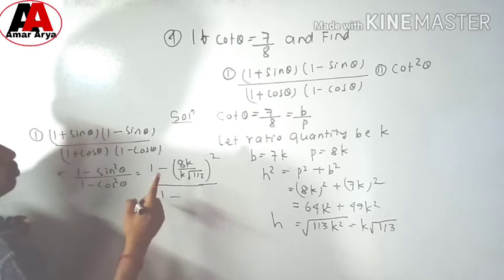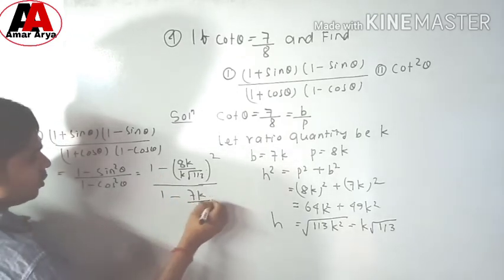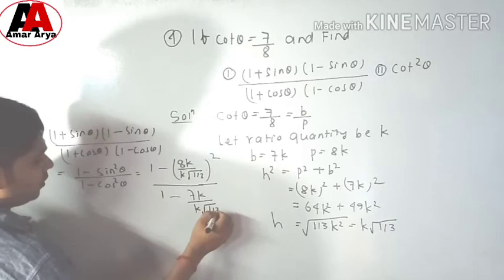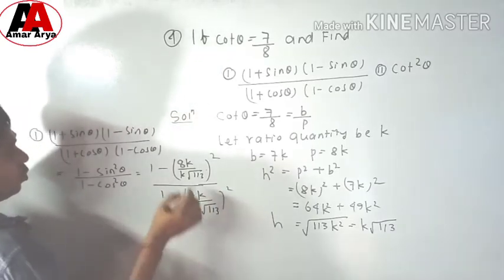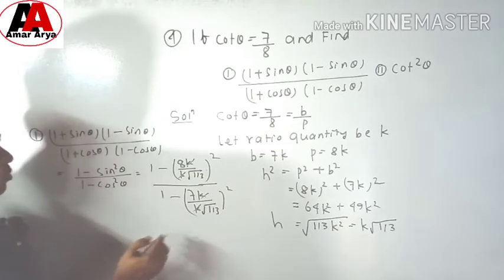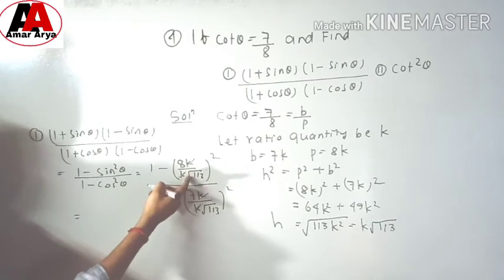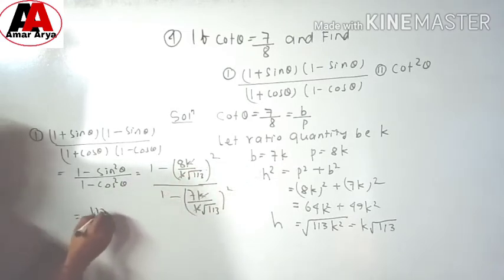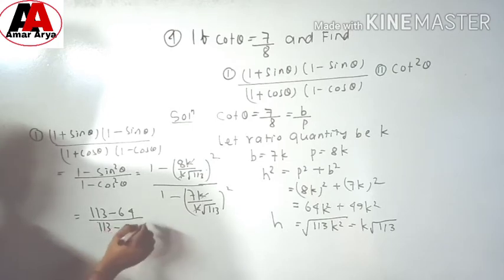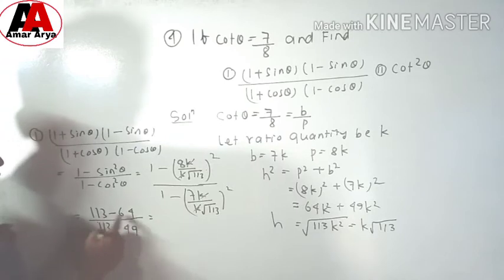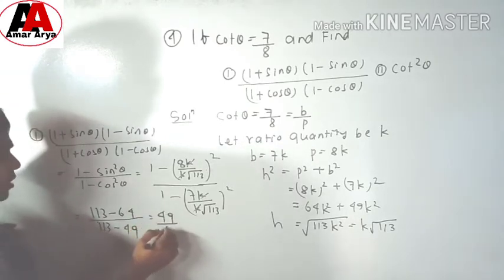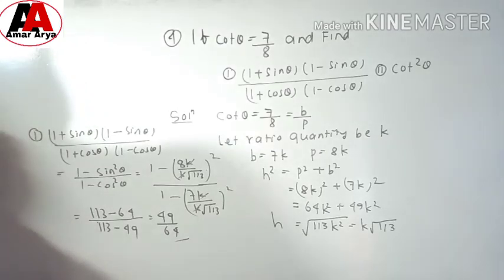Cos theta means b by h. So b by h means 7k by root 113k. Okay, so it will cancel, it will also cancel. So we can write here 113 minus 64 divided by, it will cancel. And after that we can write here 113 minus 49. So you can subtract here, 8 square is 64 and 7 square is 49. So this is the value of number 1.